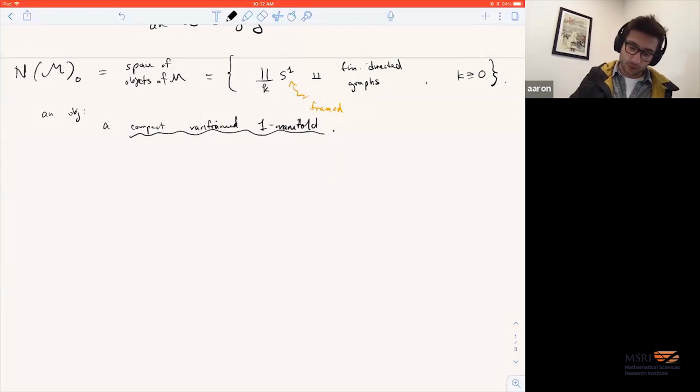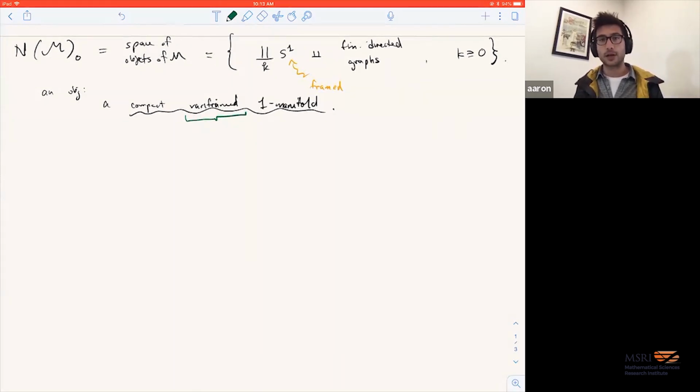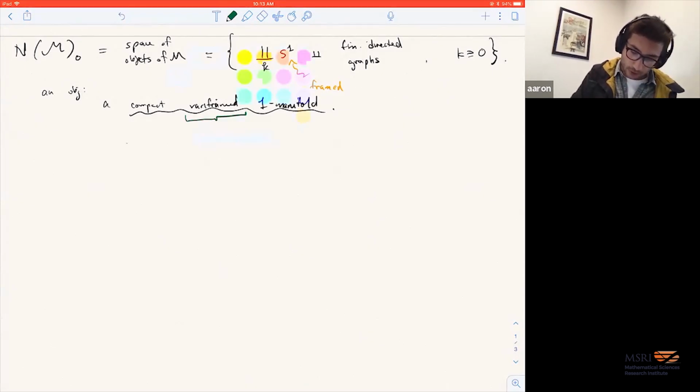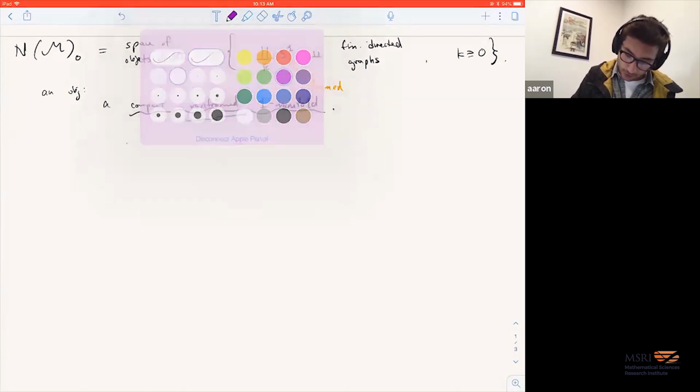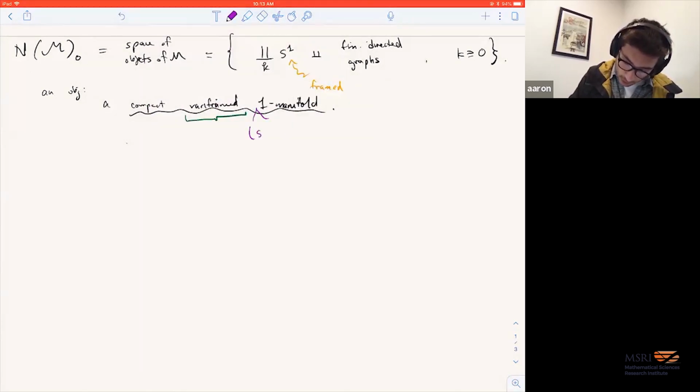So I want to just take a moment to explain what this word means, because, with an eye towards the higher dimensional story, I think it's useful. These could also be called stratified, but that's implicit in the word variframed, as I'll describe right now.